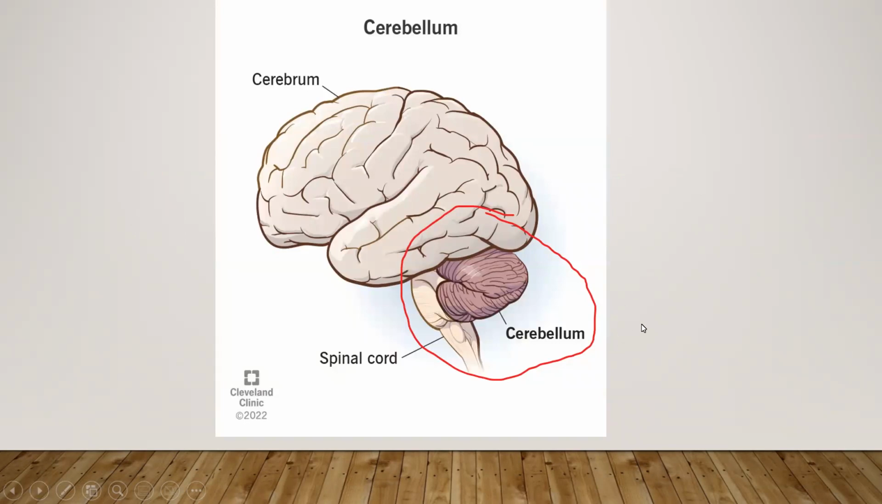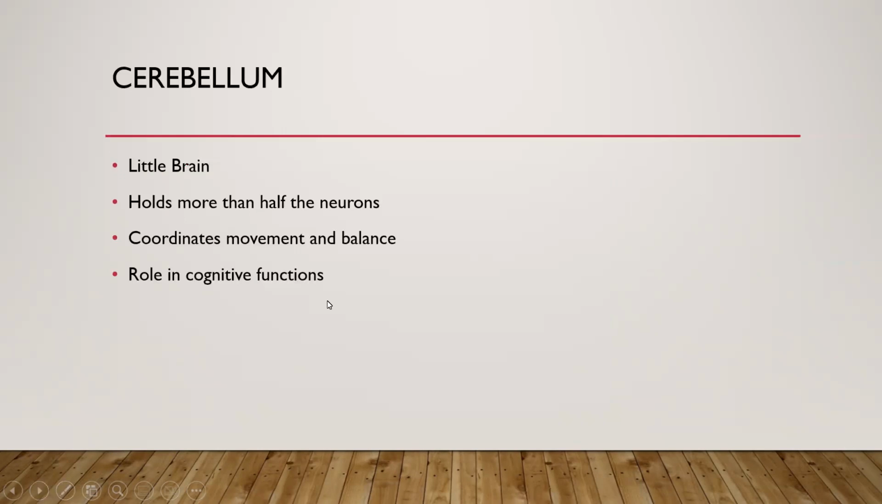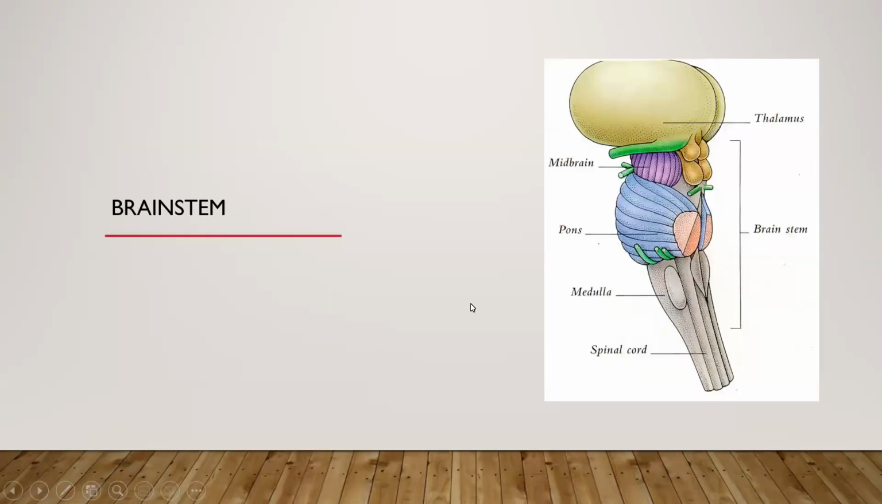The next section of the brain is the cerebellum. It means little brain, but it's not so little in the fact that it holds more than half of our neurons. This section of the brain helps to coordinate movement and balance, and it also plays a role in our cognitive functions. The last section of our brain we're going to look at is the brainstem.